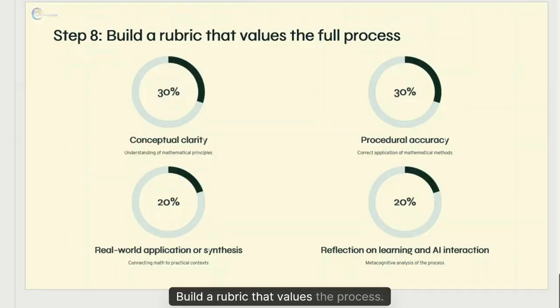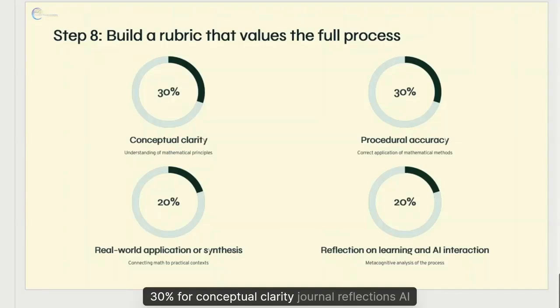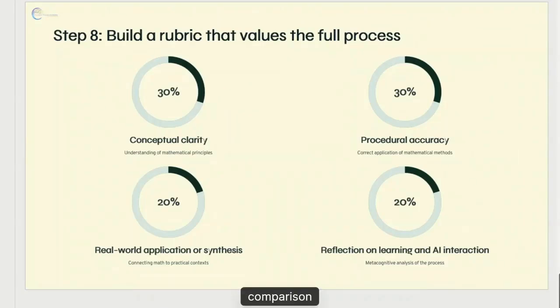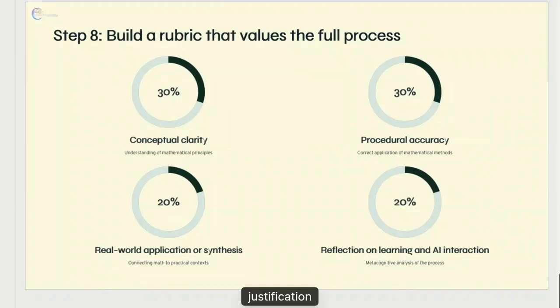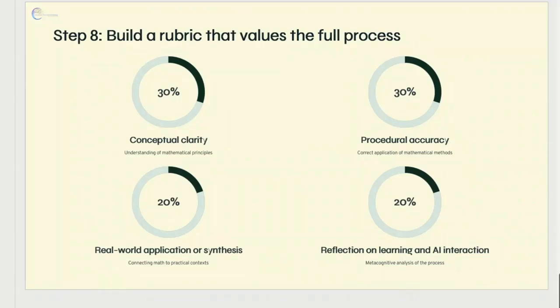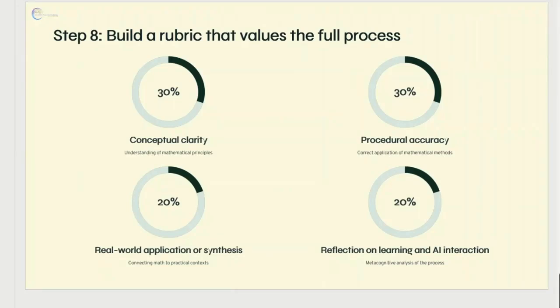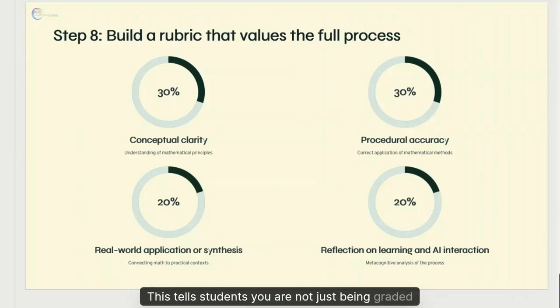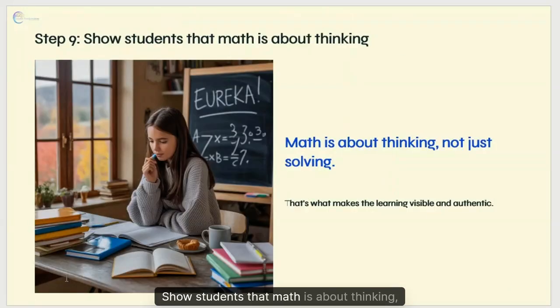Build a rubric that values the process. Try this: 30% for conceptual clarity, journal reflections, AI comparison; 30% for procedural accuracy, correct steps, justification; 20% for real world application or synthesis; 20% reflection on the learning and the AI interaction. This tells students you are not just being graded on the answer, you're being graded on how well you understand, communicate, and reflect.